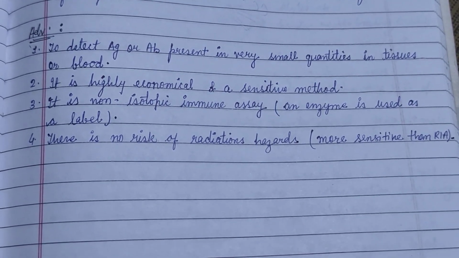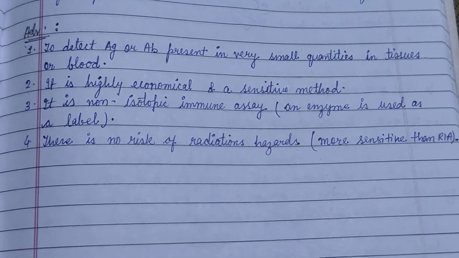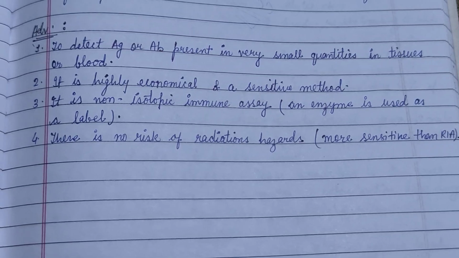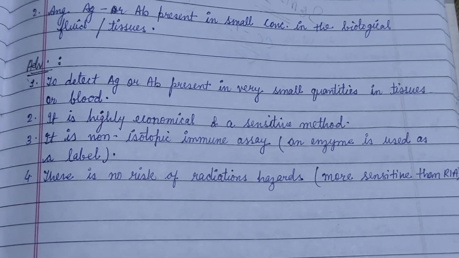So the advantage of the ELISA is to detect antigen or antibody present in very small quantities in tissues or blood. It is a highly economical and sensitive method. It is a non-isotopic immunoassay, that is, an enzyme is used as a label, and there is no risk of radiation hazards. It is more sensitive than RIA.